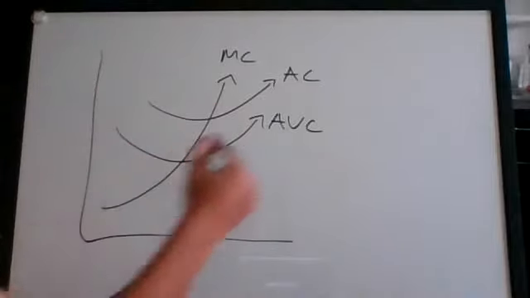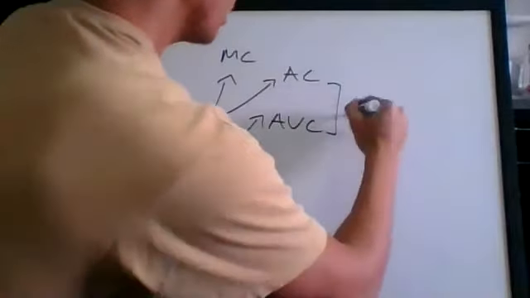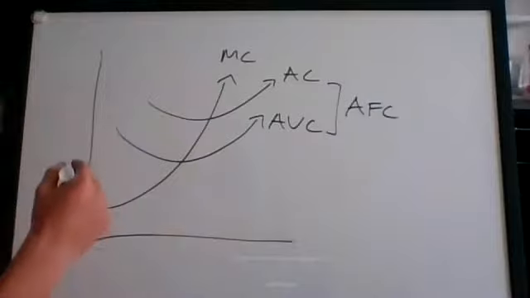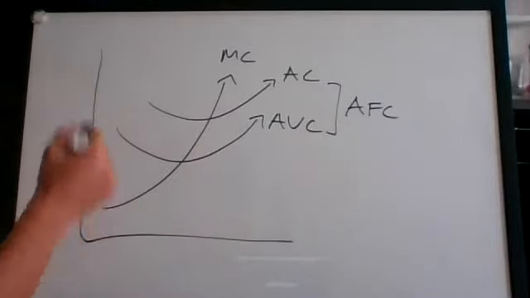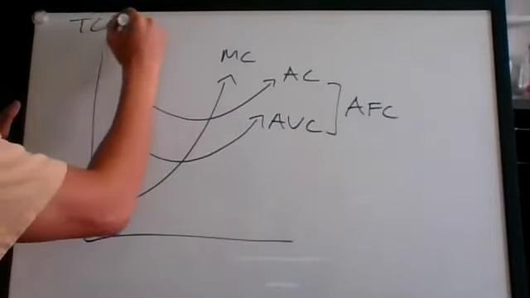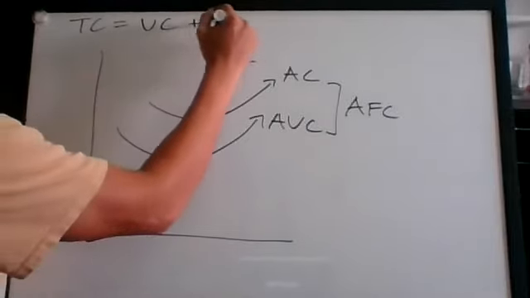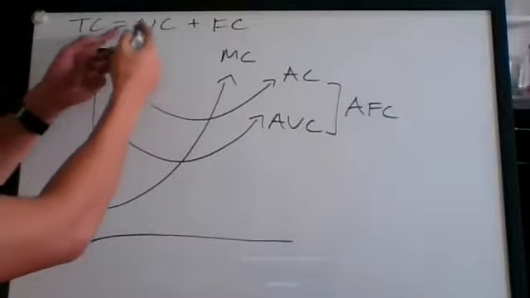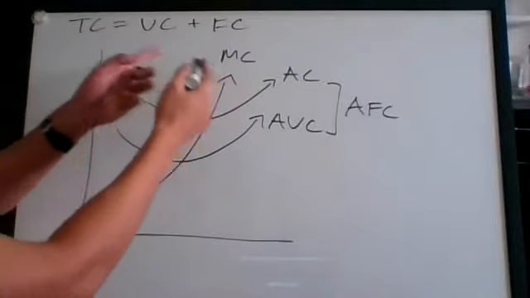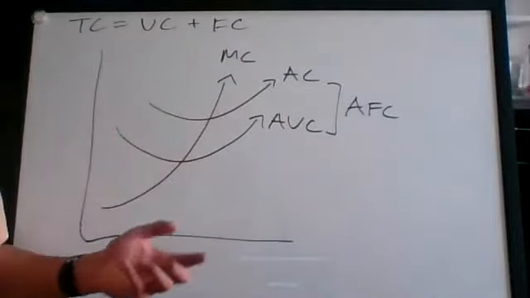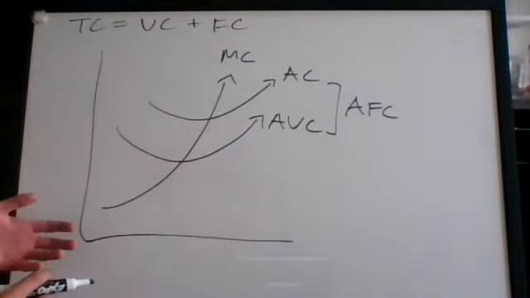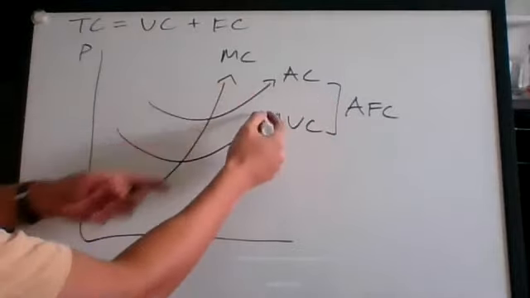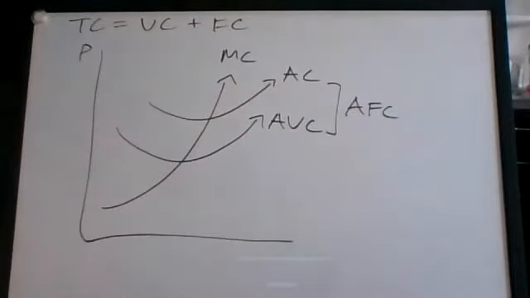The key thing is that this difference right here is our average fixed cost, right? Where if we kind of go back to the drawing board, we see that our total costs are equal to our variable costs plus our fixed costs. And so if we want to get it in terms of average cost, average variable cost, and average fixed cost, we just divide through by Q, right? So that's kind of the reasoning as to why this gap is our fixed cost.